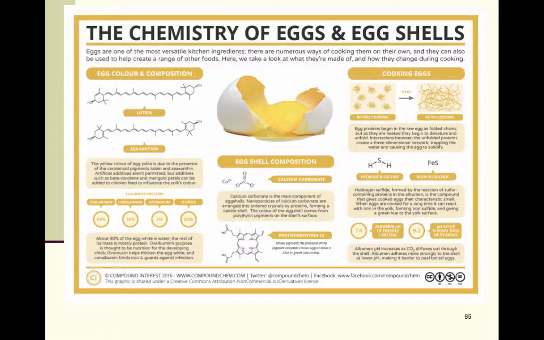Another poster from Compound Interest. This one talks about eggs, cooking eggs, the proteins, and that kind of stuff in it. So I thought you'd like to see that.